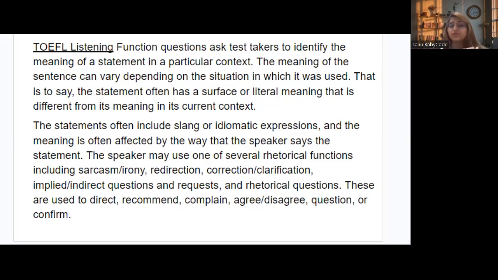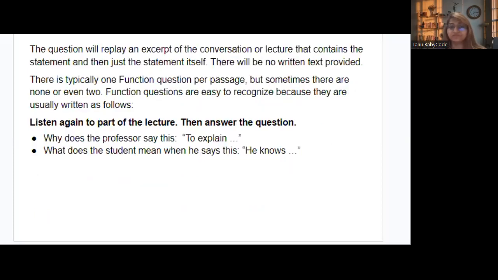So you have to look for any of several rhetorical functions, which can be sarcasm, irony, redirection, correction or clarification, implied or indirect questions, requests, and rhetorical questions. You have to check whether these are directed, recommended, complaint, agree, or disagree, what kind of tone he's using, and what kind of function he's using, right? The question will replay an excerpt from a conversation or lecture that contains the statement, and just the statement itself. There will be no written text provided here.